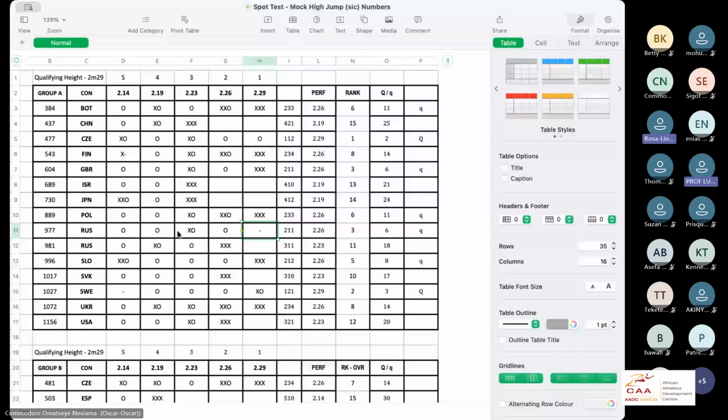Prof, can we hold that, please, and first finish off with the high jump? Oh, sorry, I thought we were through.